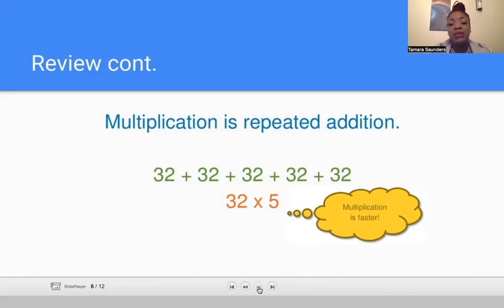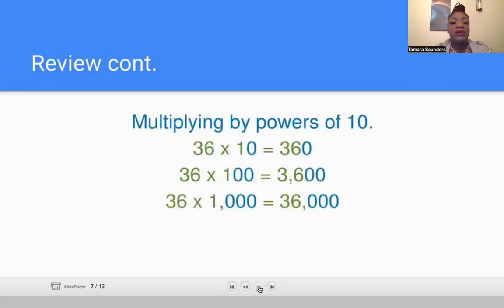And that will probably take you a little bit of time to set that problem up and be able to add all of your ones and all of your tens. However, if this is easier for you, that's quite fine. So we're multiplying 32 times 5. All right, and then I want you to remember we've been using this rule, and it's called multiplying by powers of 10, which makes it a little bit easier. So in this case, we're multiplying 36 times 10, which gives us 360.